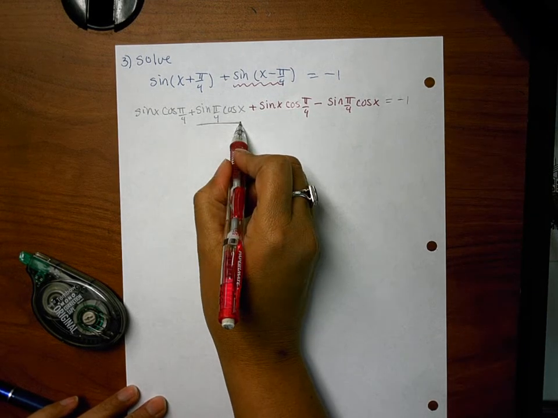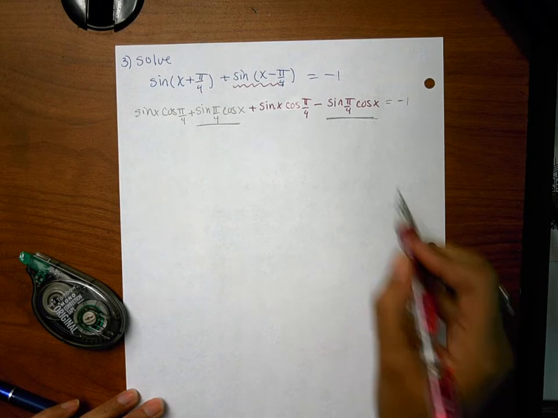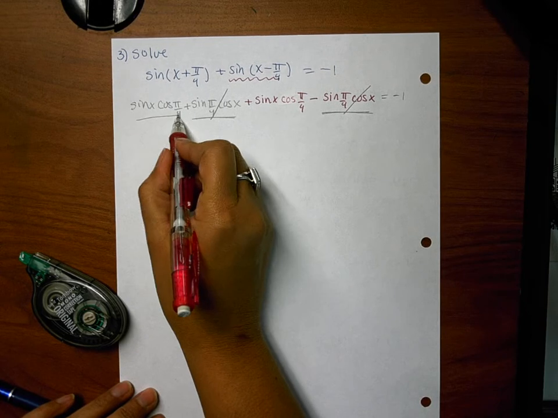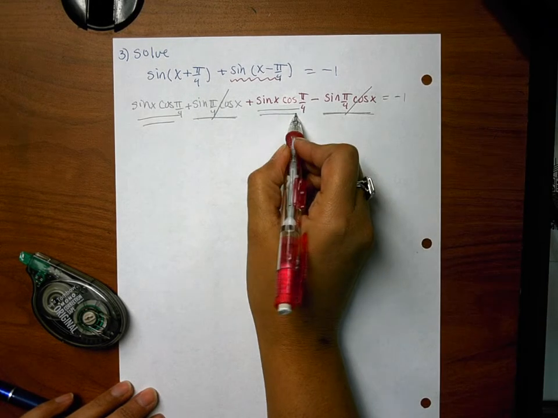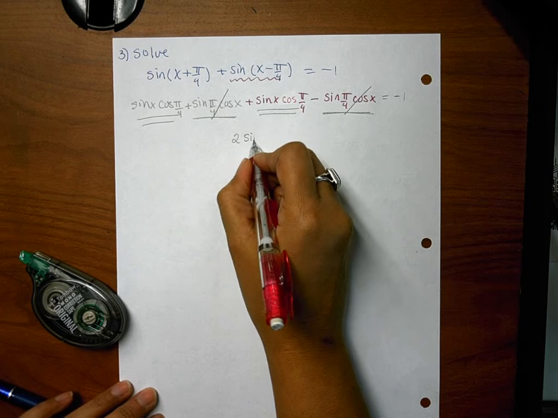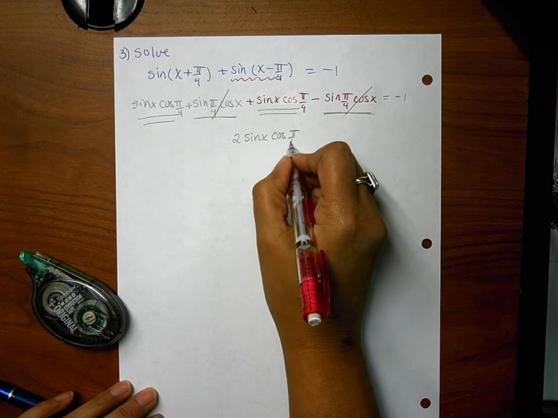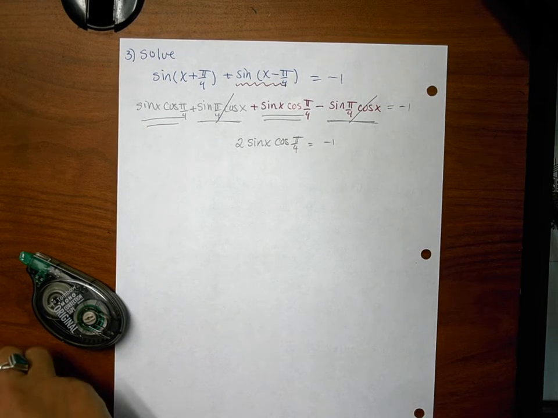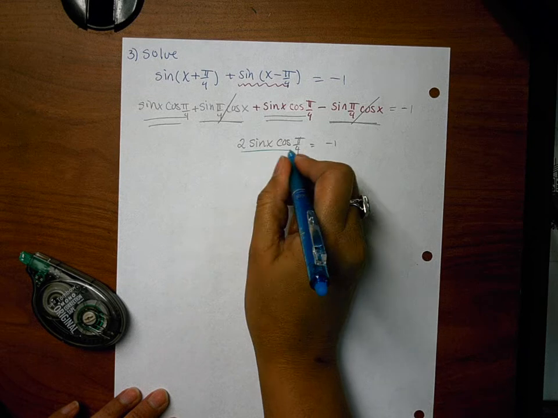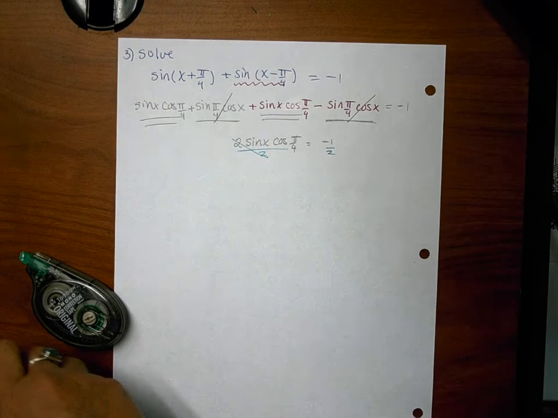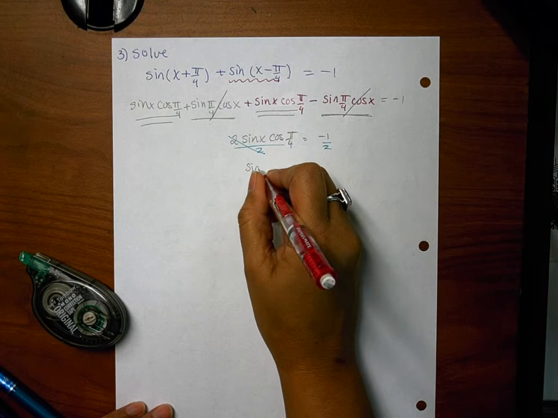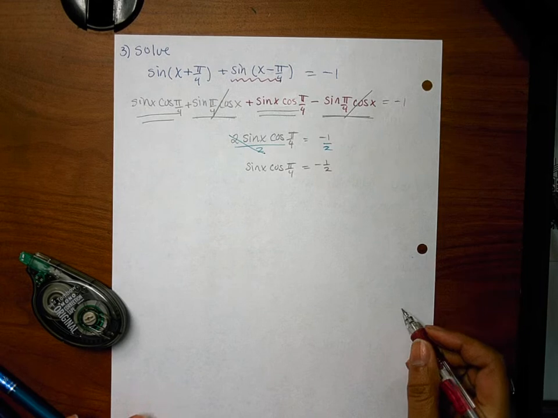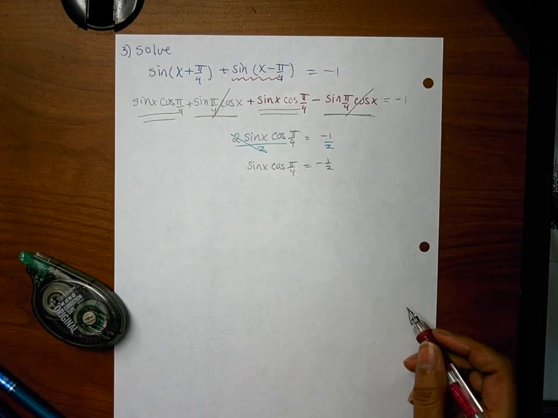Okay, let's see if there's any like terms to combine, and sure enough, I have a positive sine of pi over 4 cosine x and a negative sine of pi over 4 cosine x. Those are gone. I have sine x cosine pi over 4 plus positive sine x cosine pi over 4, so that's 2 sine x cosine of pi over 4 equals negative 1. I'm going to go ahead and get rid of that 2. You can get rid of it now or later. It technically does not matter. I'm just going to get rid of it now. So I have sine of x cosine of pi over 4 equals negative 1/2.